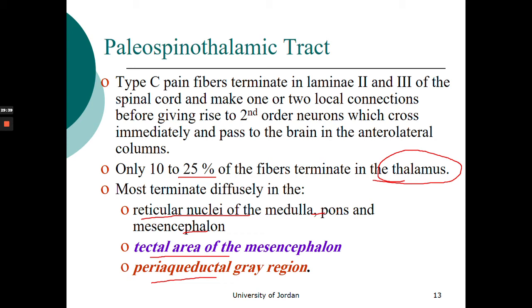Now, what ends in the reticular formation of the medulla, pons, and midbrain is important for consciousness, for waking up. It awakens the person through stimulation of the reticular activating system, RAS, the reticular activating system.